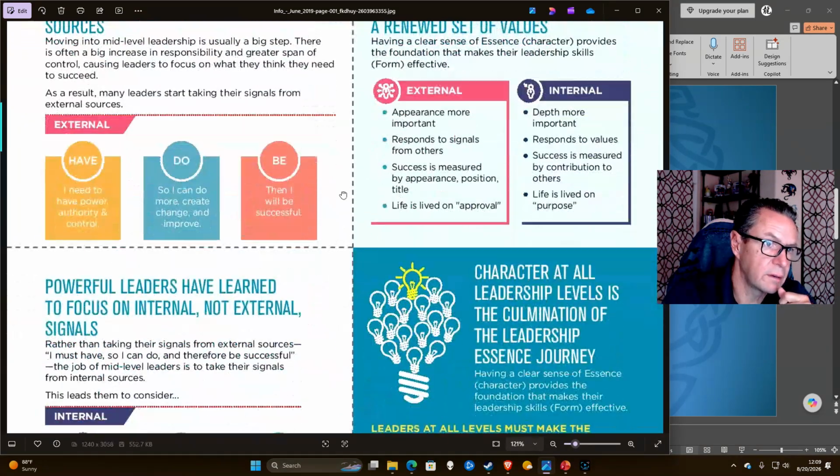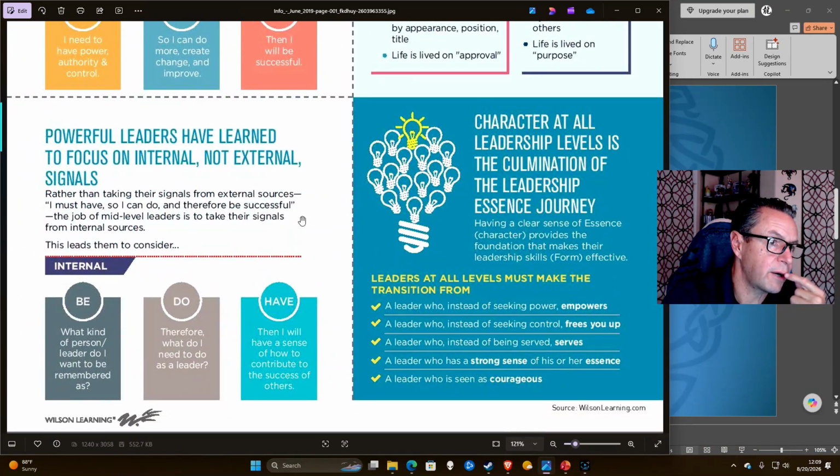Oh, sorry. And then powerful leaders have learned to focus on internal, not external signals. See, that's just, rather than taking their signals from external sources, I must have blah, blah, blah. I don't understand this at all. Internal. What kind of person do I want to be remembered as? What does that have to do with leadership? What do I need to do as a leader so that I'll be remembered well?